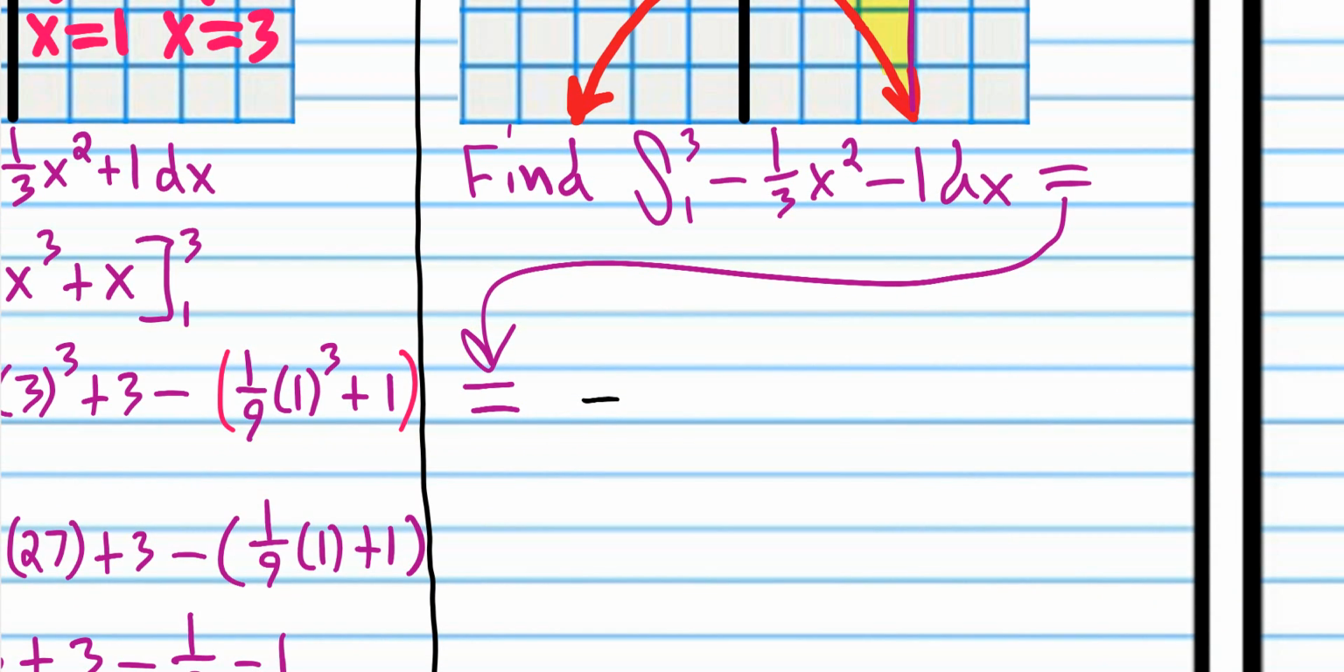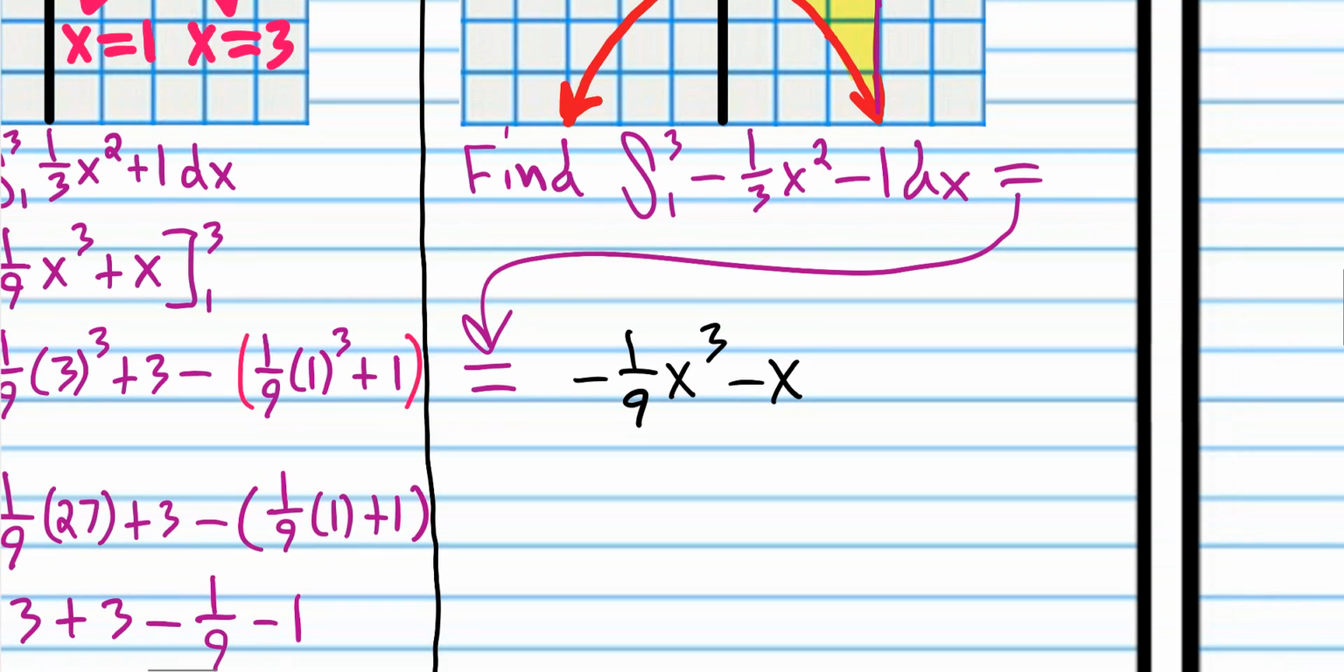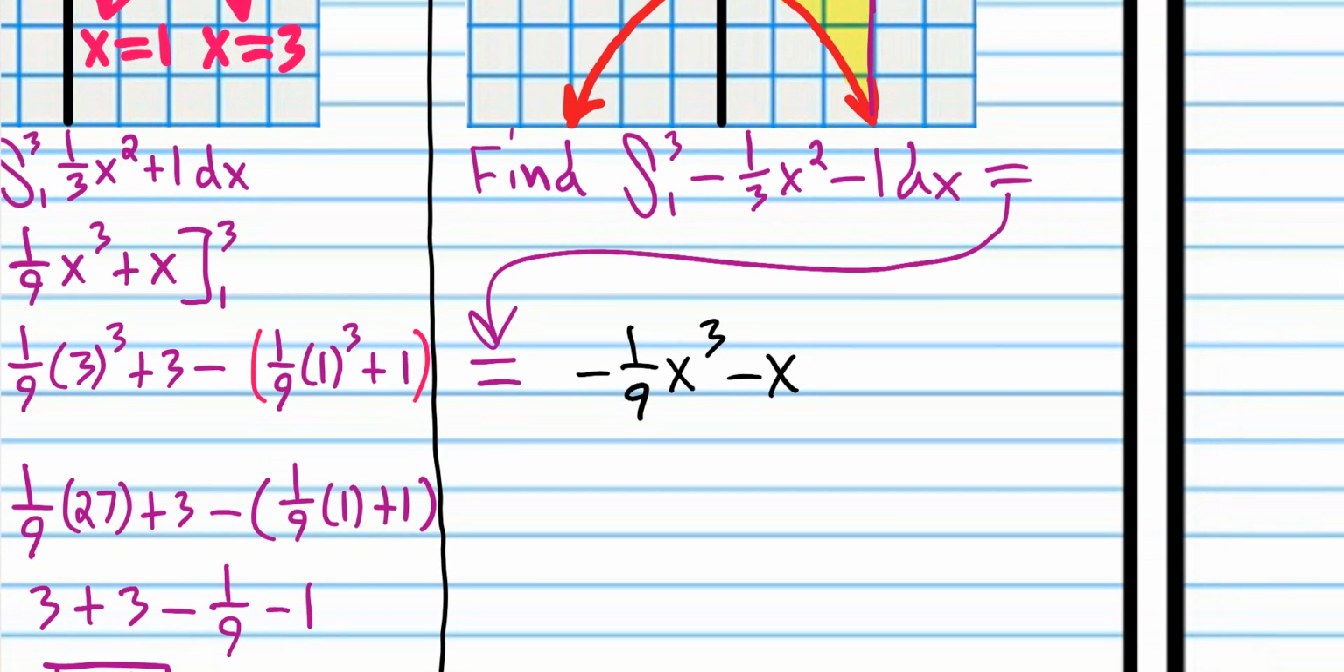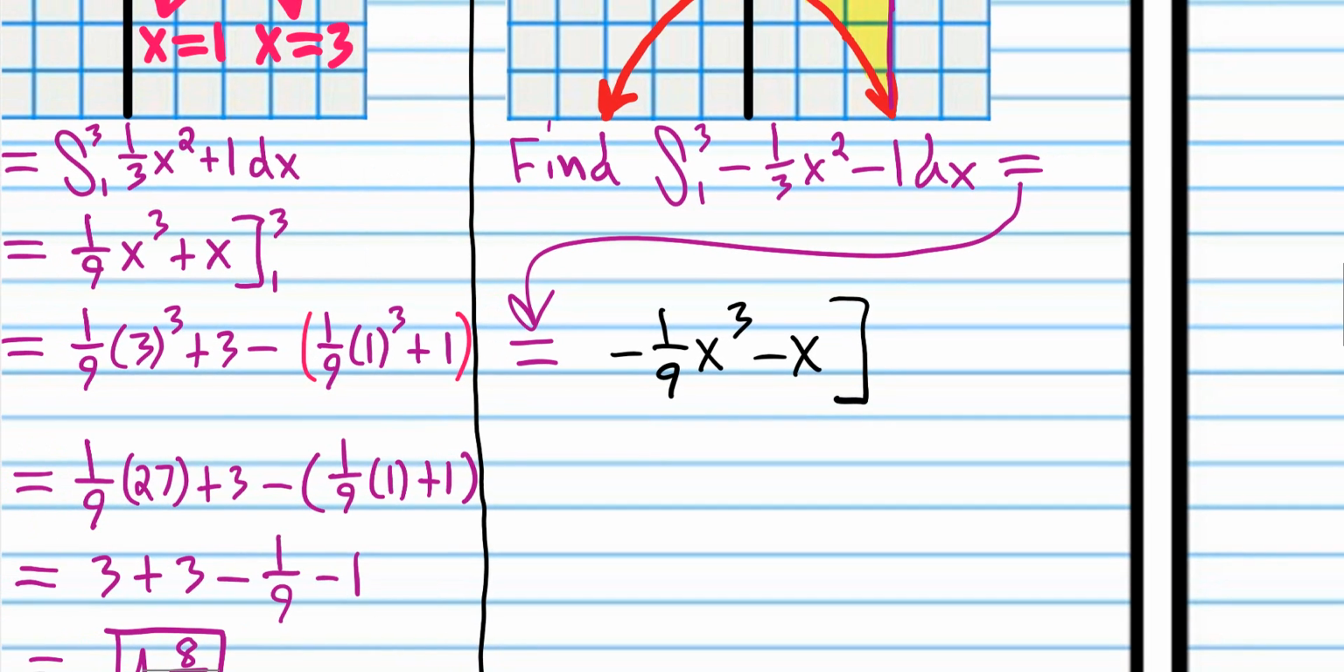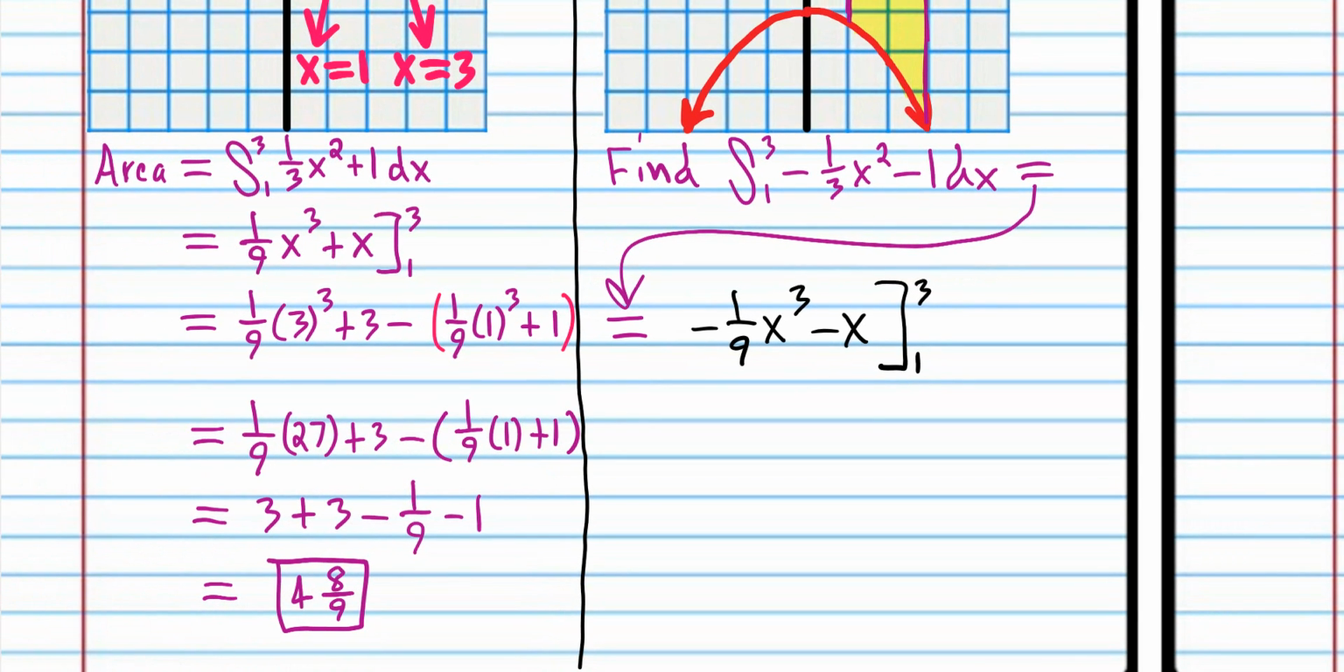So we're going to find the antiderivative, which is 1/9 times x to the third minus x. And remember, we don't really need to write the c value when we find an antiderivative because c always cancels out. So remember, what we do is we write a bracket and then we write our limits of integration, and that tells us to plug in 3 into that antiderivative function and then subtract the same function with 1 plugged in.